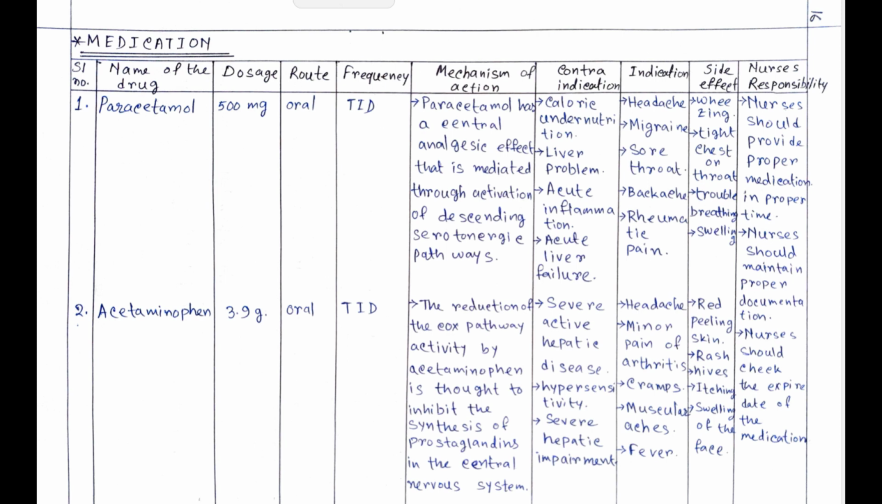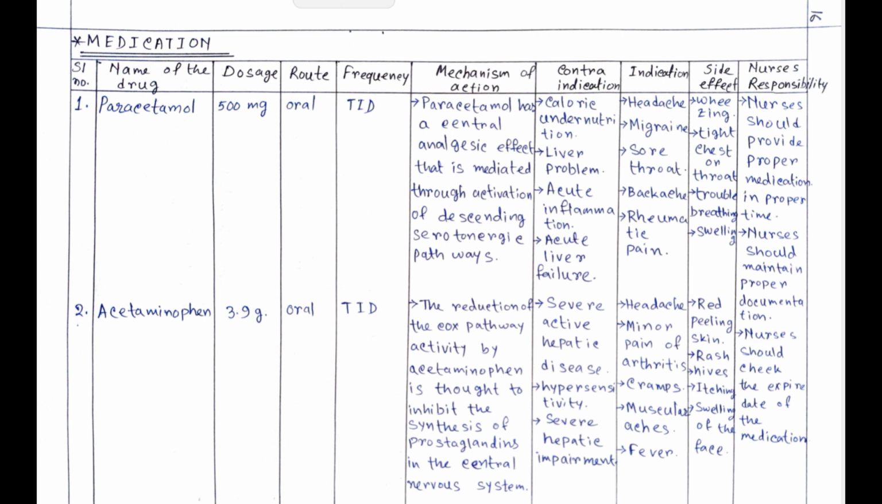Next medication is acetaminophen. Dosage 3.9 gram, route oral, frequently PID. Mechanism of action: the reduction of the COX pathway activity by acetaminophen is to inhibit the synthesis of prostaglandin in the central nervous system.